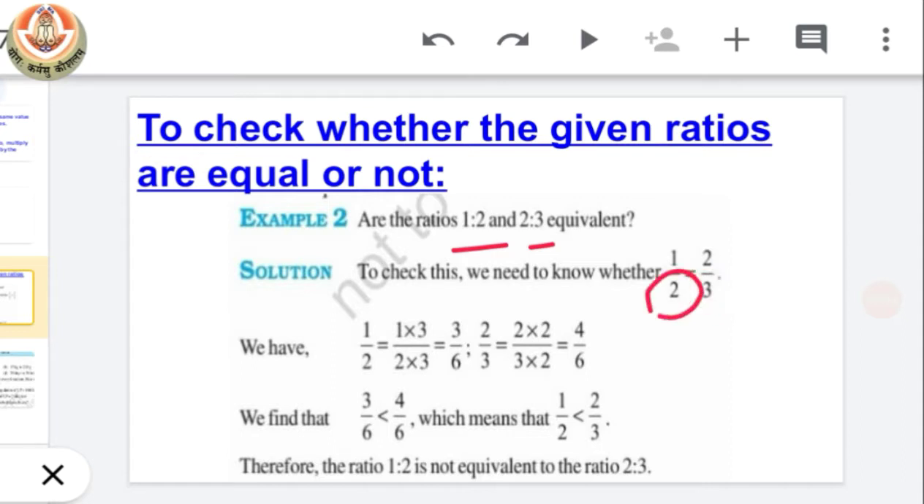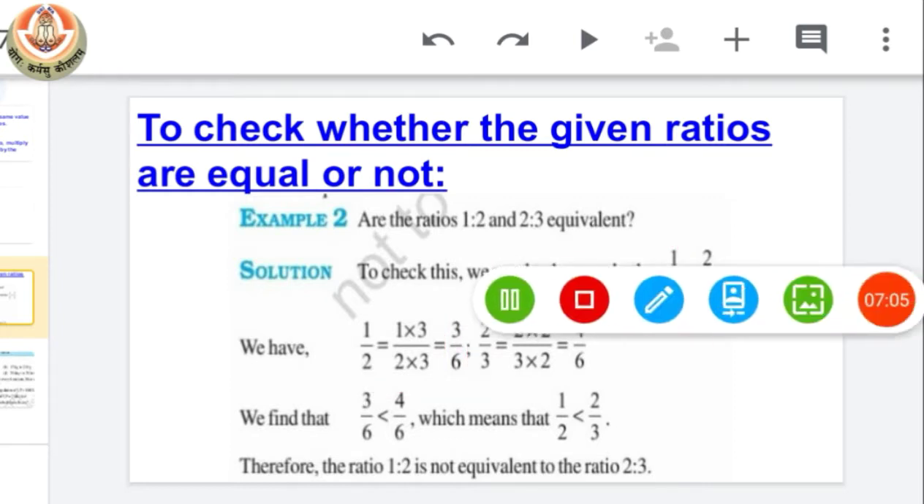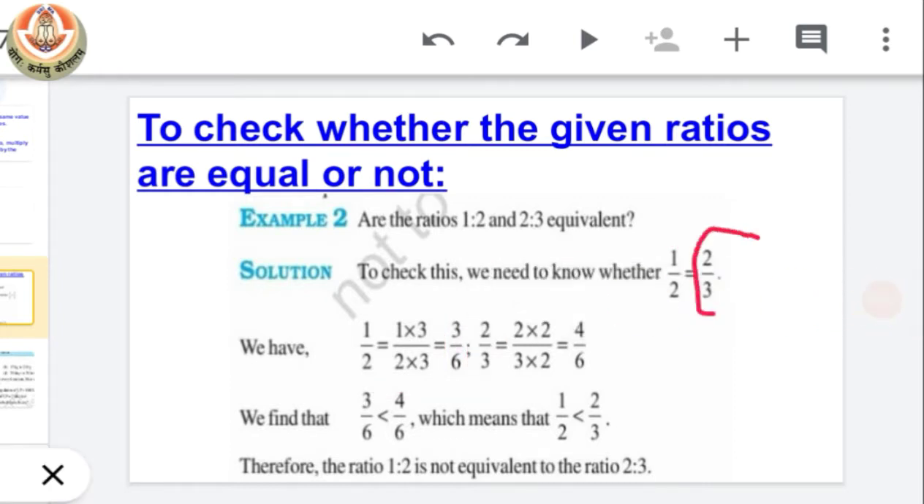You can see here, in one fraction we have 2 as the denominator, in the other we have 3. So for making their denominators the same, what will we do? We will multiply the first fraction by the denominator of the second one. You can see here what we are doing. We are multiplying 1 by 2 with 3, and we will get 3 by 6. And the second thing we will do, we will multiply the second fraction by the denominator of the first one.